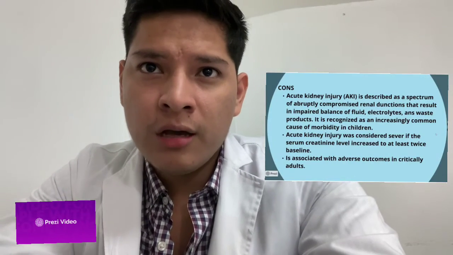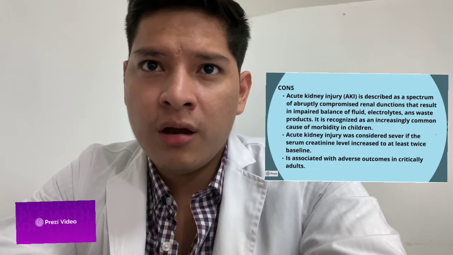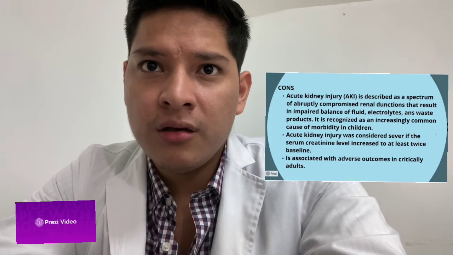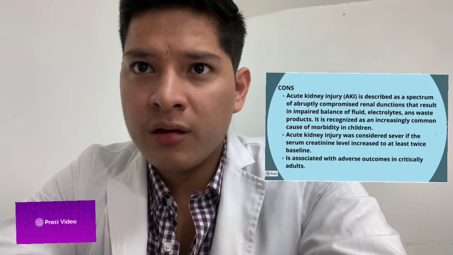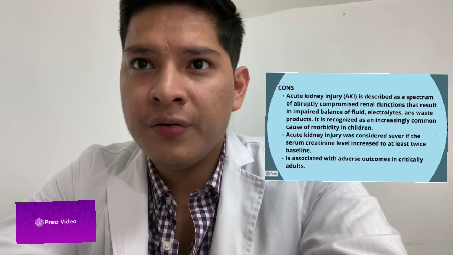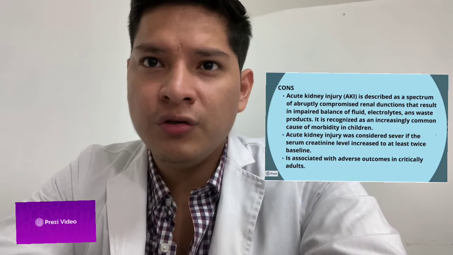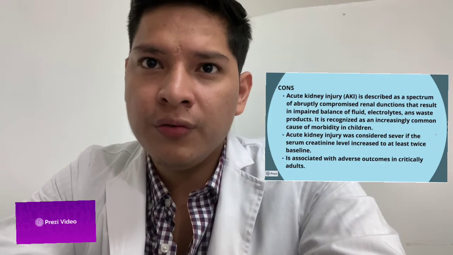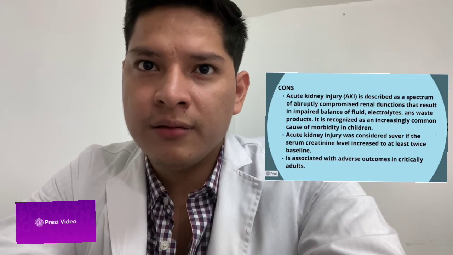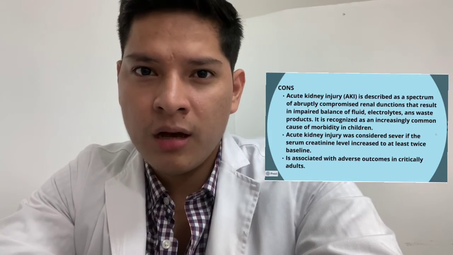Cons. Acute kidney injury is described as a condition of abruptly compromised renal function that results in impaired fluid and electrolyte balance, and it is recognized as an increasingly common cause of mortality in children. Acute kidney injury was considered severe when the serum creatinine level increased to twice baseline, which is associated with adverse outcomes in critically ill adults.